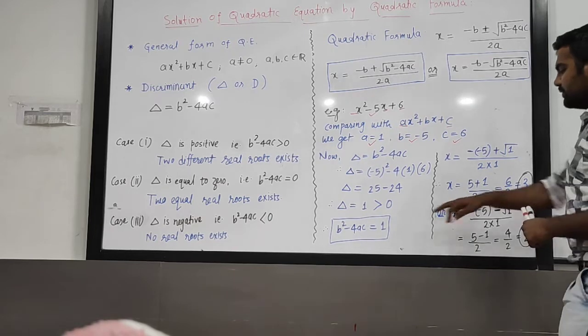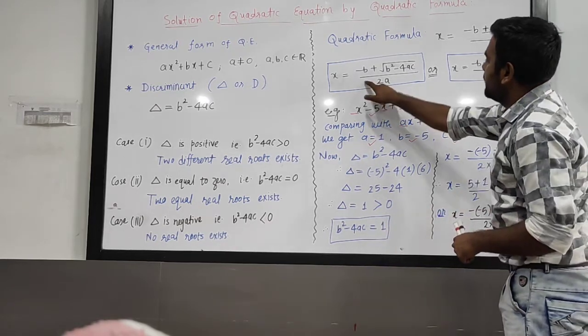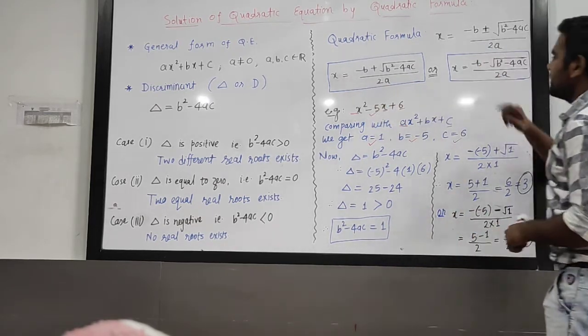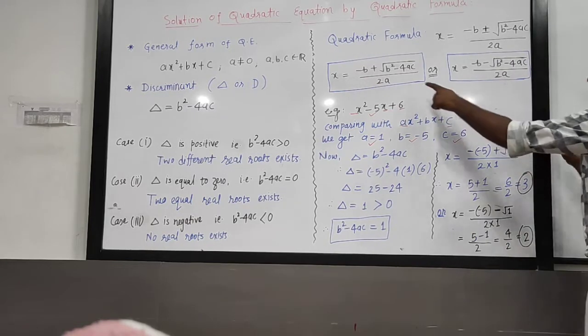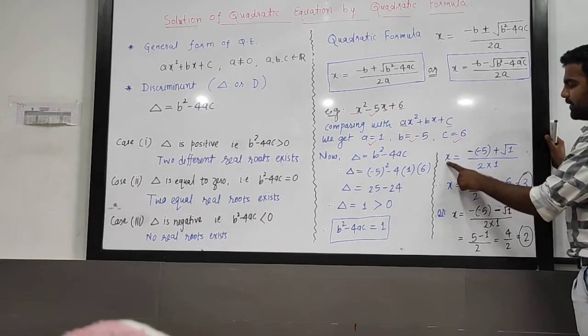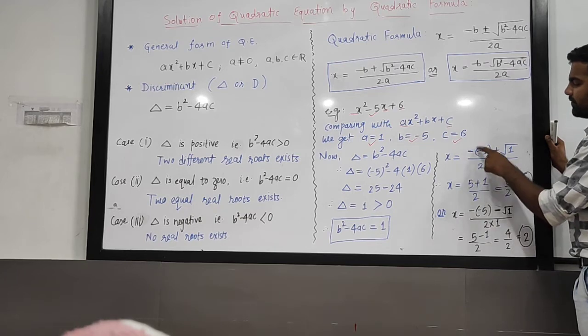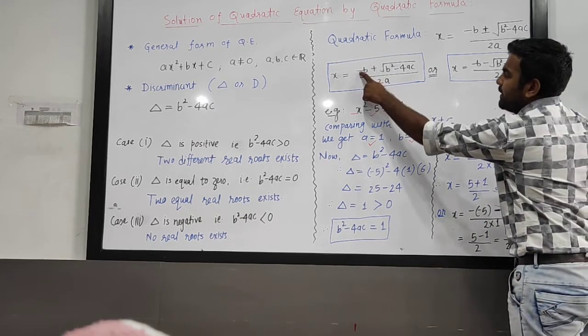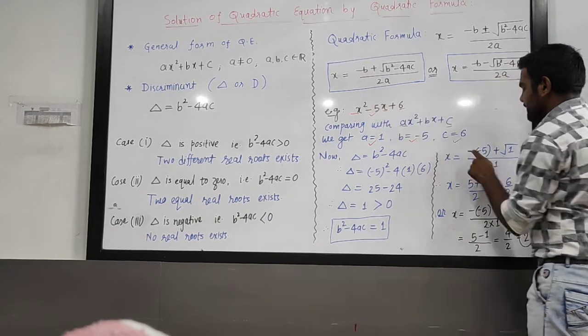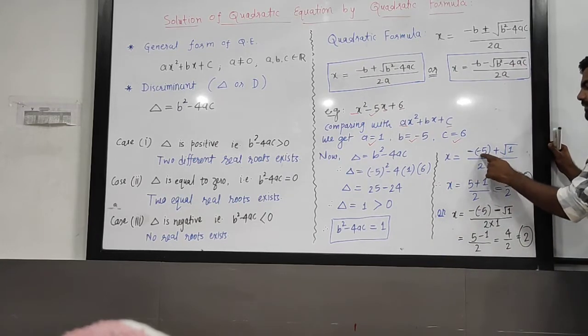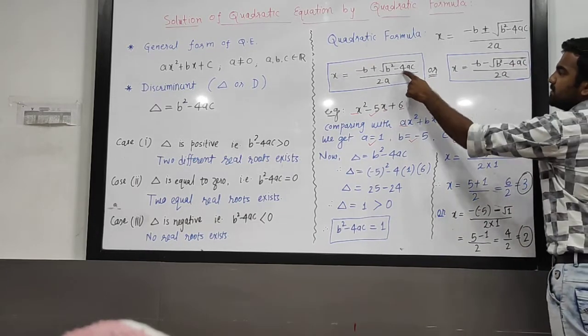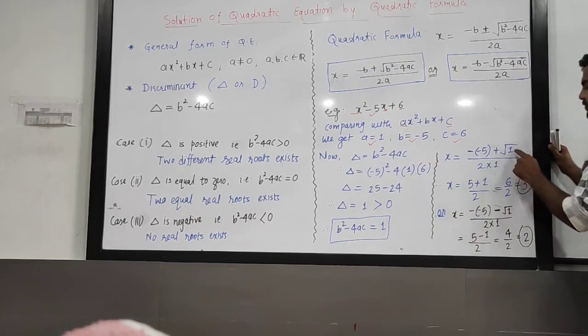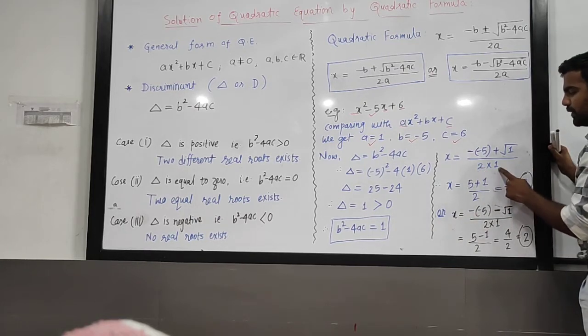Now substitute this value in the first and second values of x. So from the very first one, x is equal to minus of, here the minus sign is already there and the value of b is minus 5. So this is minus of minus 5 plus, this b square minus 4ac is nothing but 1, so this is root 1 divided by 2 into 1.